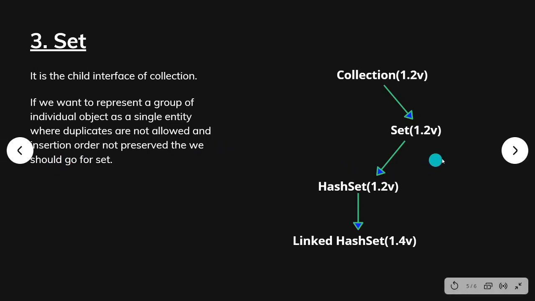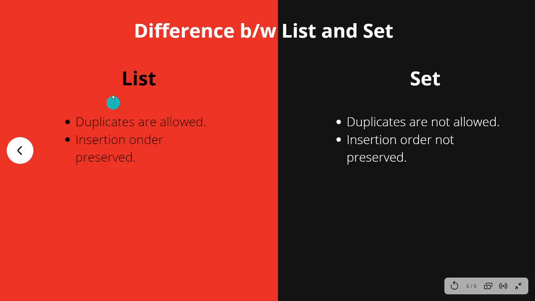Let's see the difference between list and set. It is the most common question in Java interview questions. What are the differences between list and set? So let's see list. In list, duplicates are allowed. You can store duplicate values, but in case of set, you cannot store duplicate values. In list, insertion order is preserved. Here the spelling of order is wrong, please make sure you don't make the mistake. Insertion order is preserved in list. Here insertion order is not preserved. I told you in the previous slide also.